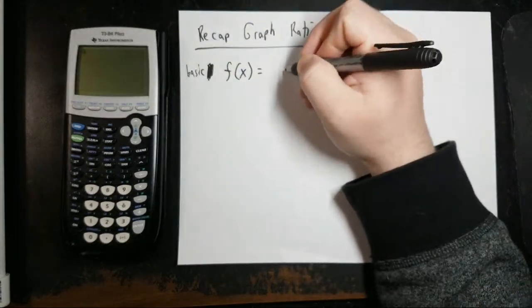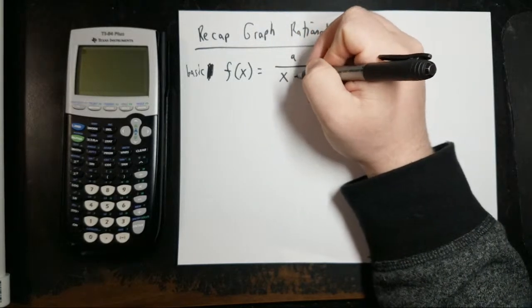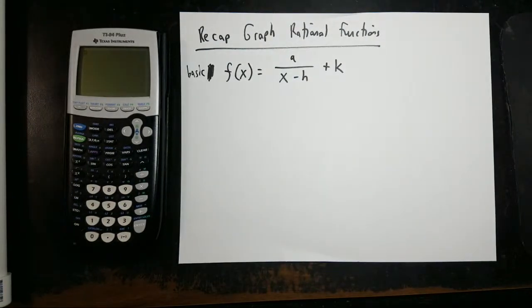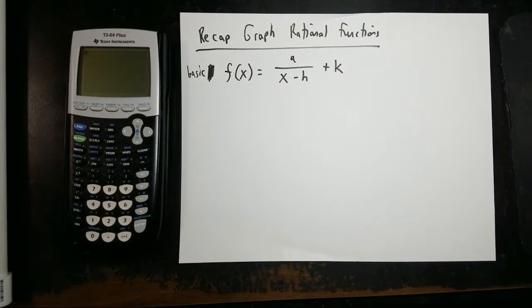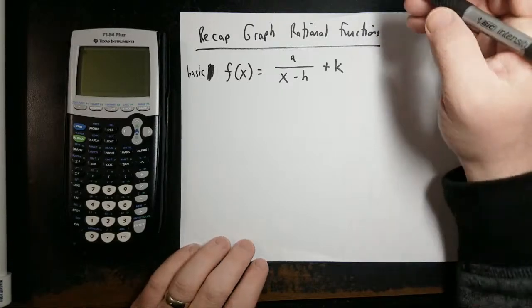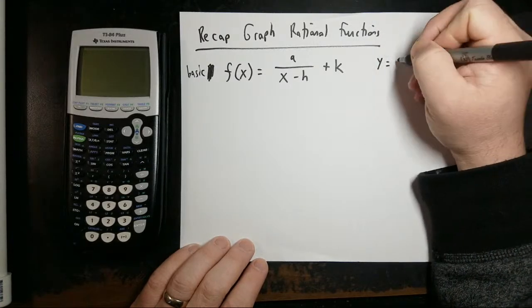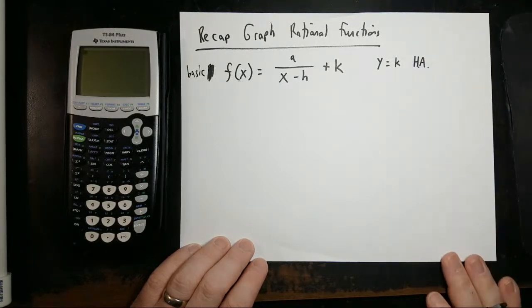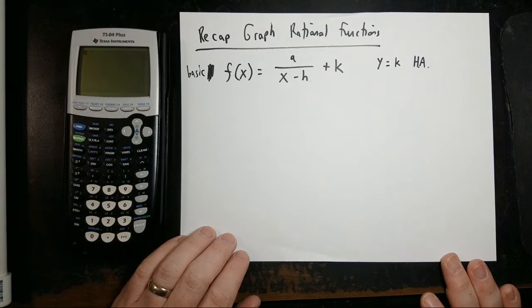The basic one is when it looks something along the lines of this. The basic rational function is one where you literally just have a linear function in the bottom of the fraction. And there could be a number being added or subtracted to the fraction. It doesn't have to be there, but it could be there. And ultimately, the value of k, y equals k, would give you your horizontal asymptote.